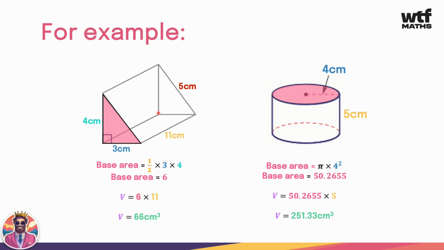So basically, it doesn't matter what prism you have, just look for what shape is the same on both ends. Just find the area of that shape and then times it by how long it stretches out for, and you will find your volume very quickly.